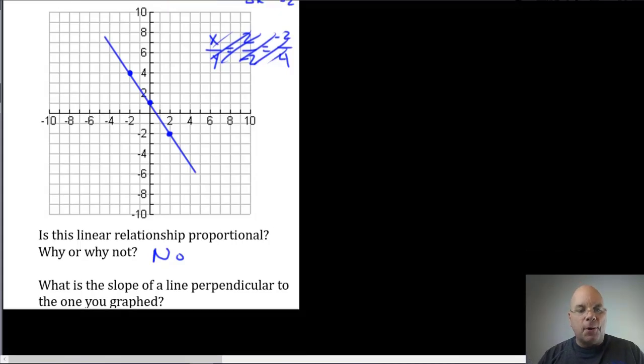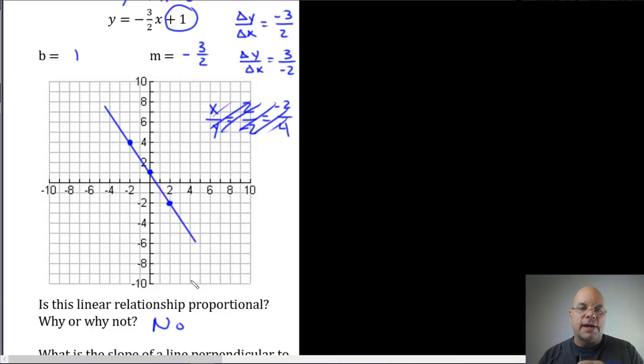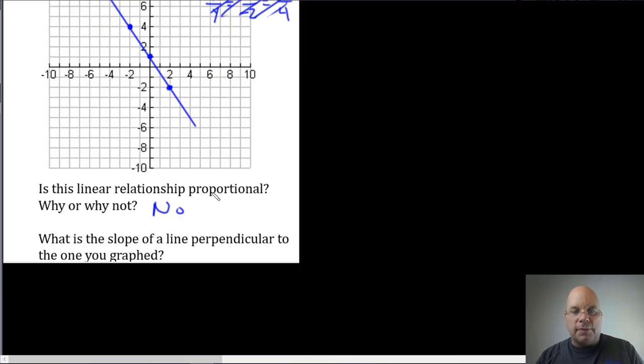What is the slope of the line perpendicular to the one that we graphed? Well, the slope of the line we graphed is negative 3/2. The perpendicular line will have the opposite reciprocal slope to negative 3/2. So if you think of the reciprocal of 3/2 as 2/3, you take the opposite of negative 3/2, it's positive 3/2, and you take its reciprocal, that would be 2/3. So we'll write that down, but then we'll take a closer look at that. 2/3 is the answer to this question.